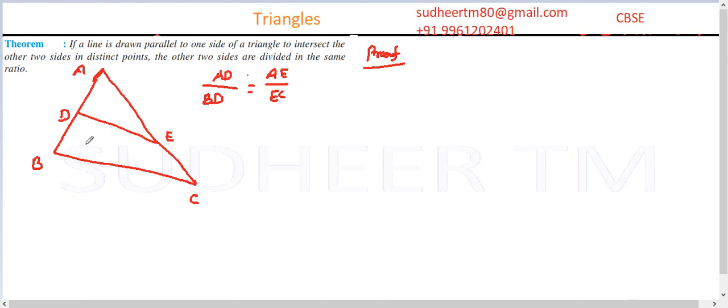Okay, so we need some additional construction here. Let me change the color. Join BE and CD. The points that cut the other two sides are D and E, and B and C. These are the new lines that we have drawn now.